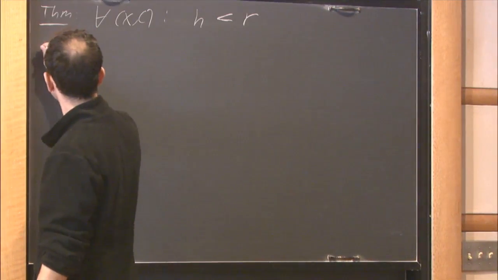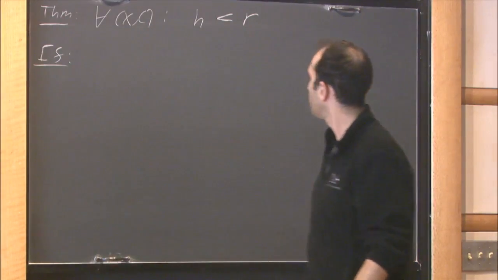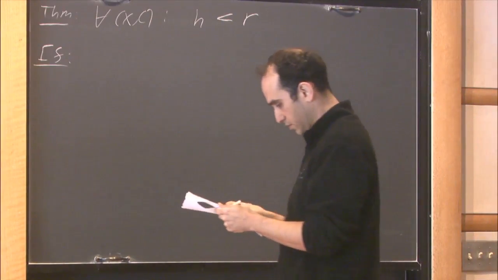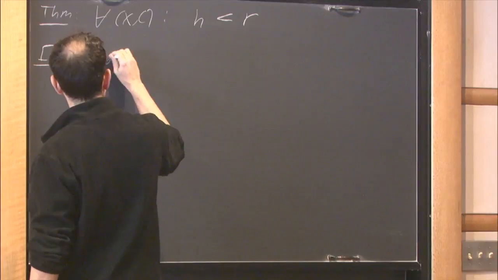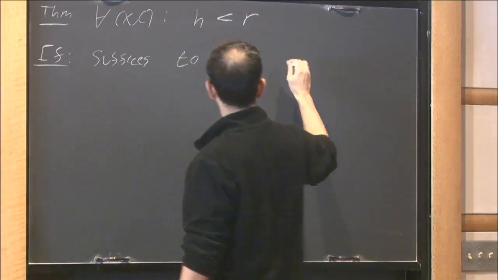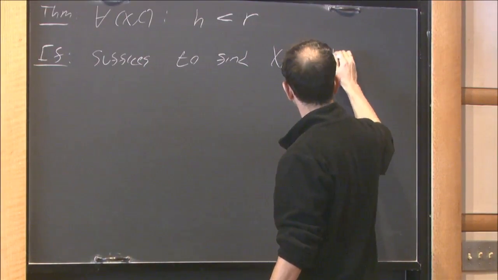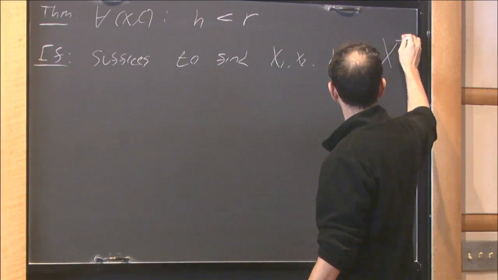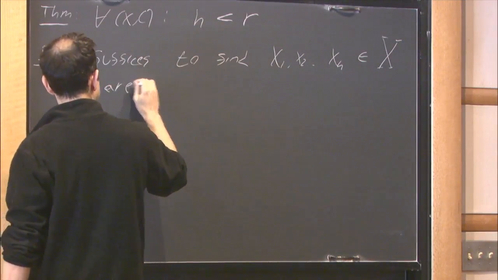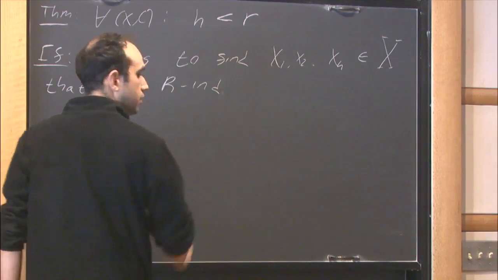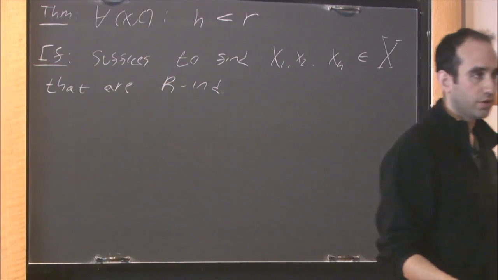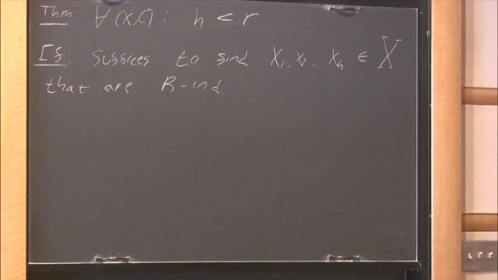So let's prove it. Okay, so we'll actually prove the contrapositive. So it suffices to find points x1, x2, ..., xH in X that are Radon independent. Right? So we know that the Helly number is H, and it's enough to find the H points that are Radon independent. Okay, so where do we find these points?